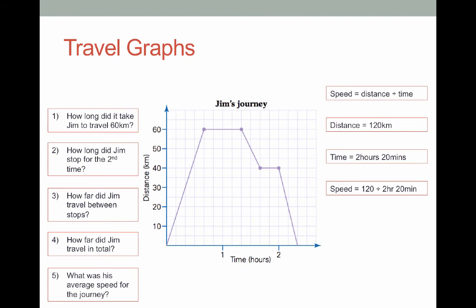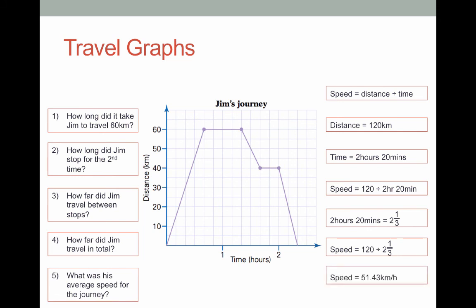2 hours and 20 minutes is the same as 2 1/3 hours. The 2 wholes is from the 2 hours. The 20 minutes represents 20 minutes out of 60. And 20 out of 60 is 1/3, so that's 2 1/3 hours. Now we can work out the speed. Put into your calculator 120 divided by 2 1/3, and that'll give you a speed of roughly 51.43 kilometers per hour. That's his average speed.